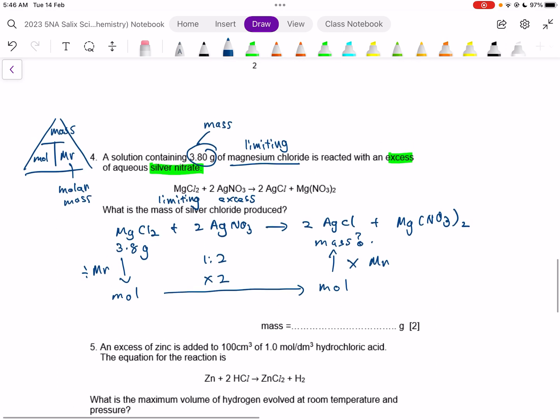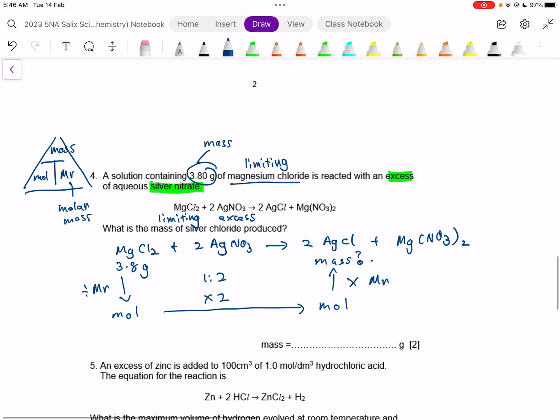So now let me present the working. I'm a bit short of space, so I might just write it over here. First thing I do is the number of moles of MgCl2. That one I do the mass over MR. Mass is 3.8. Let me get the MR. MR is 24 plus 2 times 35.5. So that will give us 0.04 moles.